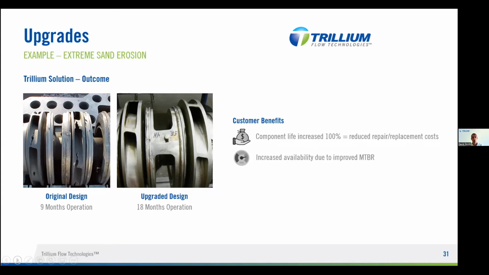So essentially, we're looking at benefits to the customer in this case, where a lot of the components we managed to increase the life by 100% or more. And that ultimately is resulting in reduced repair costs and replacement costs. That's massive over the longer term. So a huge reduction in cost for the customer there.